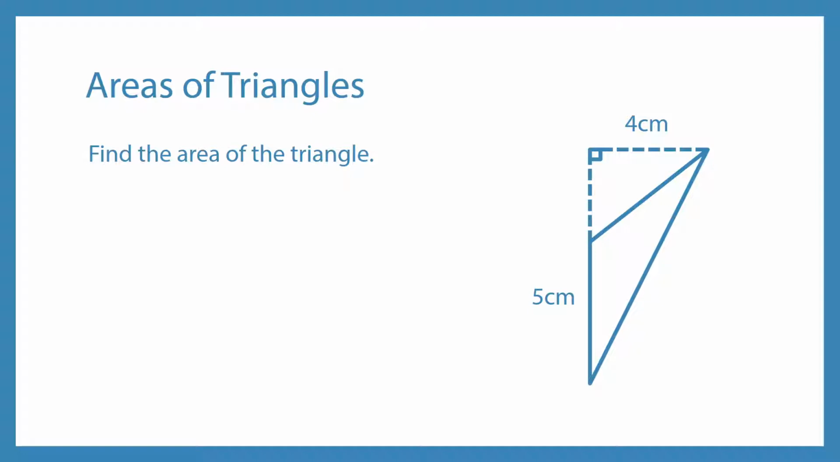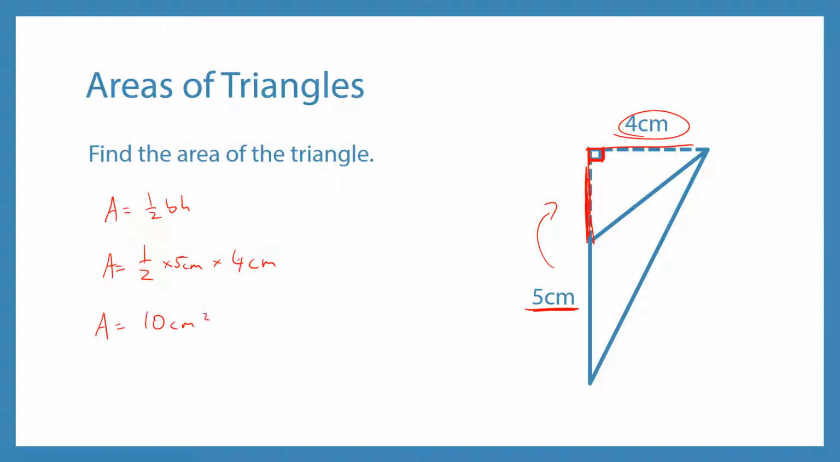Okay, this is another example very much like the previous one, but it's just been rotated around 90 degrees in that direction. So we use our same formula. Area is half base times height. So half, our base is here, the 5 centimeters, times 5. And our height, perpendicular height, which is perpendicular to the base here, is 4 centimeters. So our area is going to be 10 centimeters squared, or 10 square centimeters.